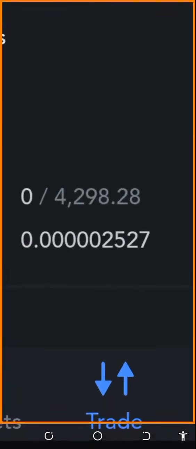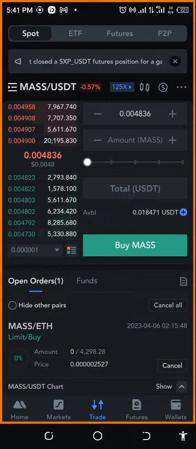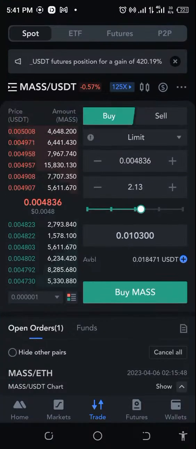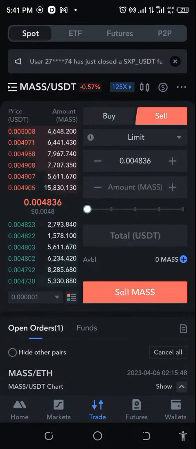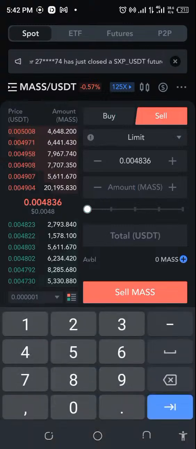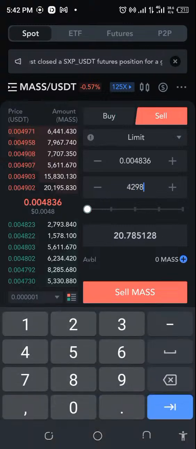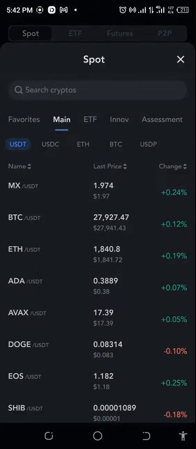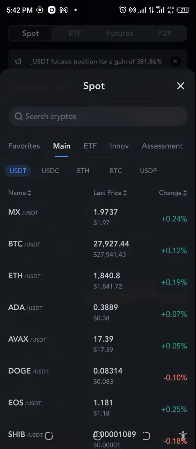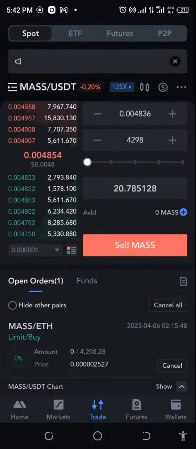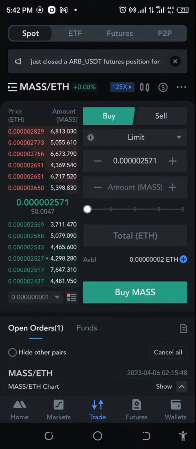How much do we have? We have 4298. So if I click on sell, right, and I put 4298 quantity, okay, I'll still make profit. So that is obviously sure that I'm going to make profit, but the main issue here is to be able to get MASS ETH at the price. So I'm still thinking, if I click on this, it's going back to MASS ETH. This is the problem.